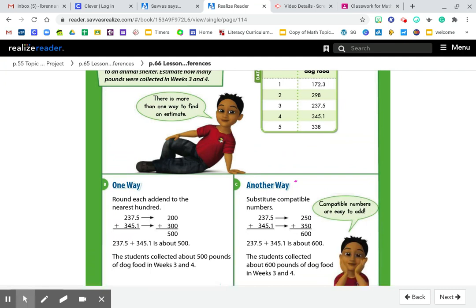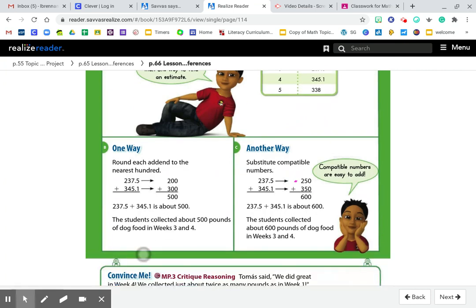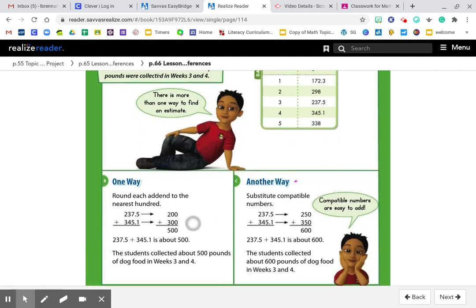That's one way. Another way is using compatible numbers. So compatible numbers is trying to rename these values to get them closer to numbers that we can add in our head. So it's not rounding. Rounding is using the rounding rules. Compatible numbers is a substitution rule. It's substituting numbers, and it's okay if it's a little higher, if it's a little lower. We're trying to get as close as we can to the actual answer.